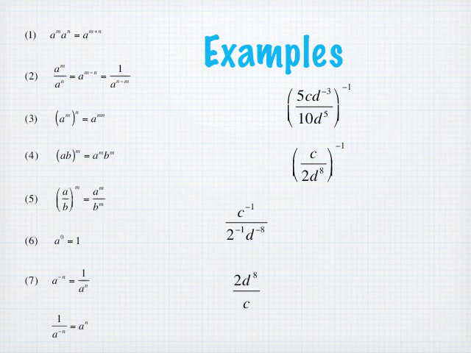Now if we back up just a little bit, let's go back to the center. We have c over 2d to the 8th, all to the negative 1. If all of that is to the negative 1, it's telling me everybody wants to change places, so I can just flip the fraction. Same thing. So that's that example.